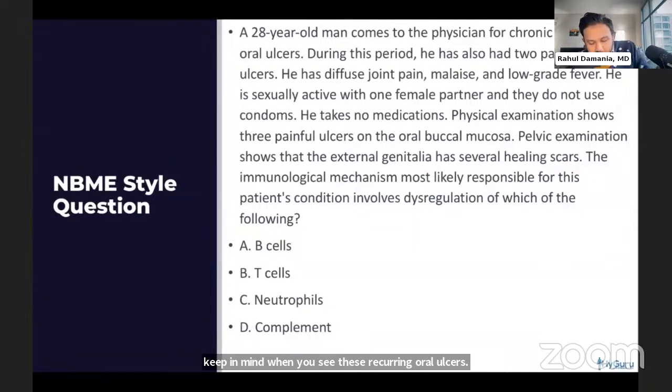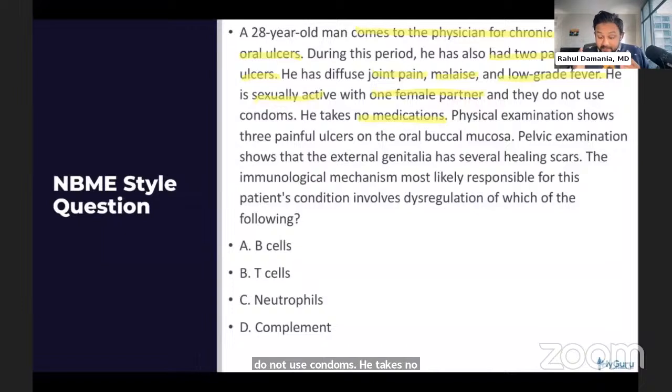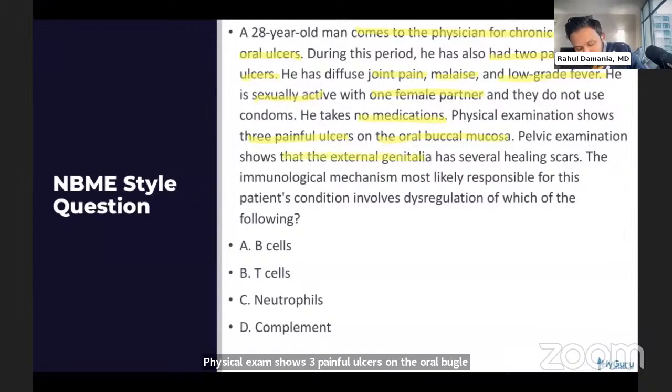Here we go. A 28-year-old man comes to the physician for chronic recurrent oral ulcers. During this period, he has had 2 painful genital ulcers. He's also had joint pain, malaise, and low-grade fever. He is sexually active with 1 female partner, and they do not use condoms. He takes no medications. Physical exam shows 3 painful ulcers on the oral buccal mucosa. Pelvic examination shows that the external genitalia has several healing scars.